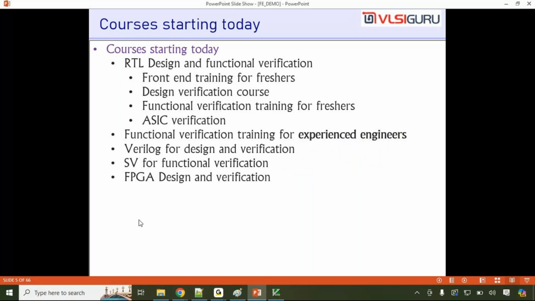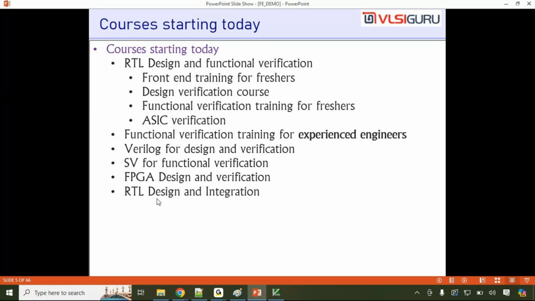Other than that, we are also starting today a course on FPGA design and verification. In a later part of today's session, we'll understand that VLSI is basically of two types. Whatever you do in VLSI can be of two types: one is ASIC, one is FPGA. So we also provide training in the FPGA domain.